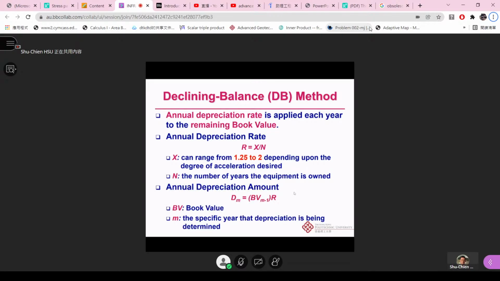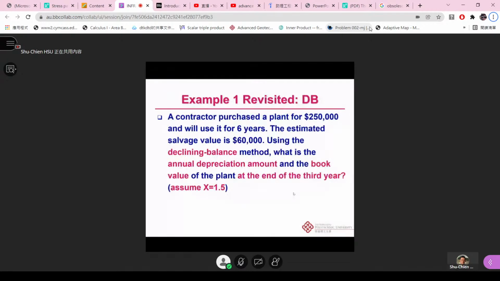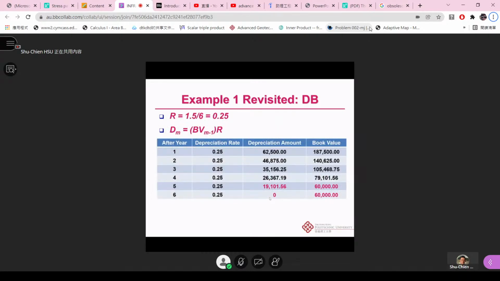So the annual depreciation amount D_n will be equal to the bracket of BV_(n-1) times the R. So the same thing. We just revisit the example again, but we assume that X is equal to 1.5 for the declining balance method. So for this one, R is now 1.5 divided by 6, so we're going to get 0.25.